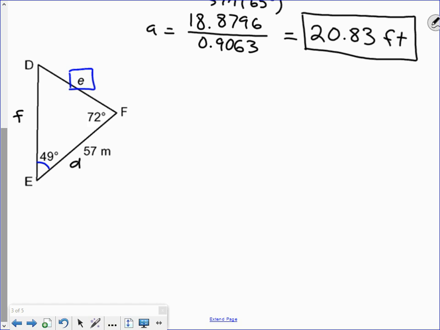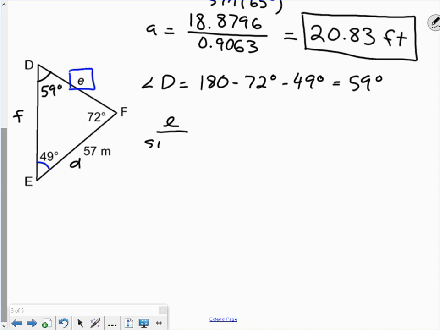We can figure out what angle D is going to be. Angle D is going to be 180 degrees minus 72 degrees minus 49 degrees. That is going to work out to be 59 degrees. So let's add that to our diagram for angle D. All right, and then let's set up our sine law here. We're solving for E, so we're going to put E up in the numerator. We're going to have sine of angle E underneath it, and then the other terms are going to be D over sine D and F over sine of angle F.